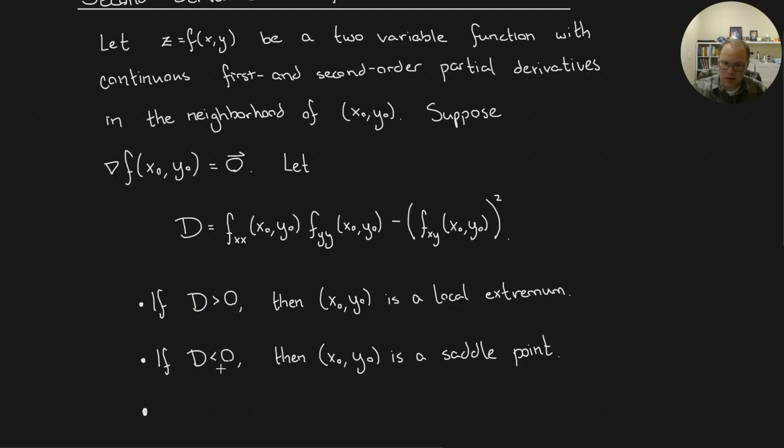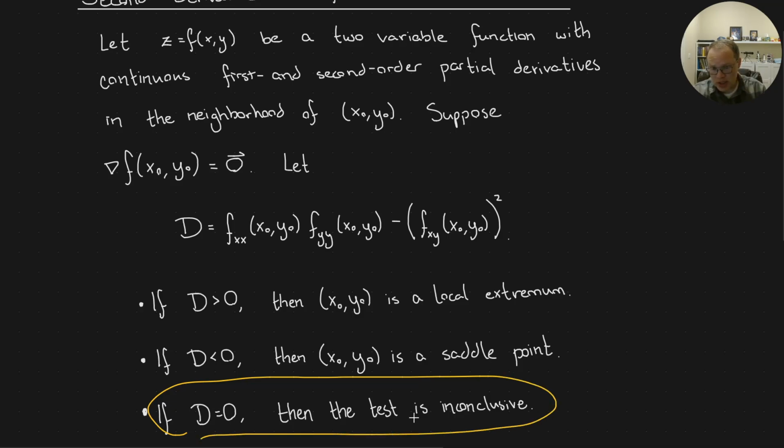We've considered d being greater than 0. We've considered d being less than 0. If d is exactly equal to 0, then what happens? Well, if d is exactly equal to 0, then the test is inconclusive. And you would have to use more creative means specific to the problem to try to identify if you have a local maximum or a local minimum. We really won't be dealing with this situation in this class. Just be aware that it is a possibility.